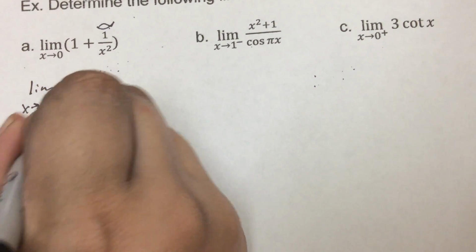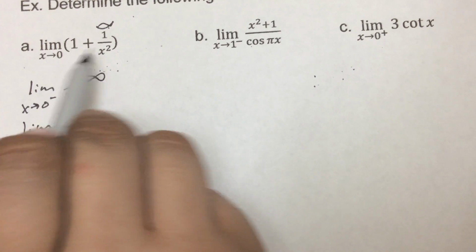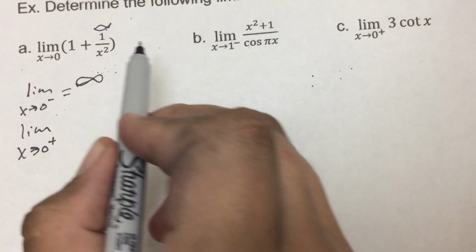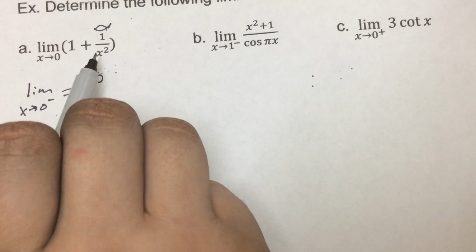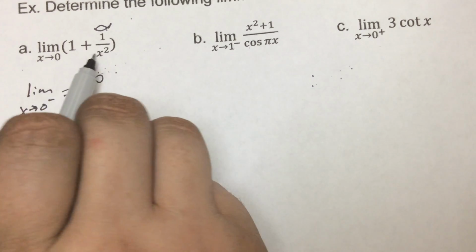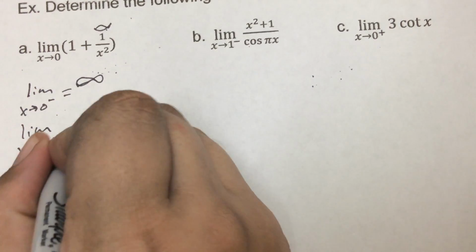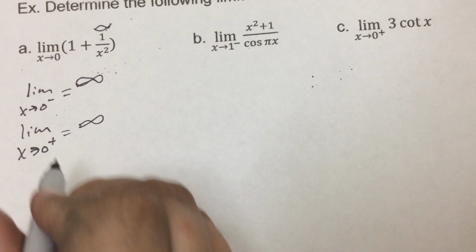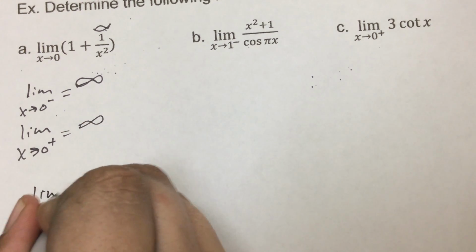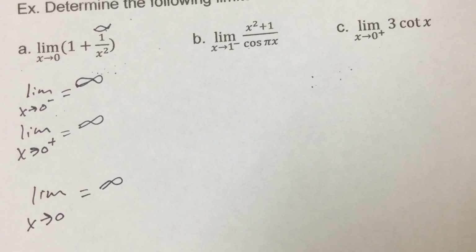If we look at it from the right side, again, a positive number squared is still positive, but it'd be a small number, like 0.1 squared is 0.01. We're going to have a small number compared to 1. So again, that's going to be infinity, and 1 plus infinity is infinity. So the overall limit as x goes to 0 is infinity on this one.